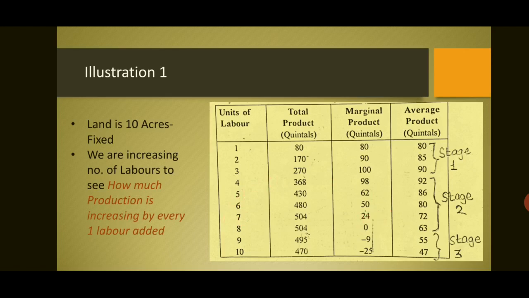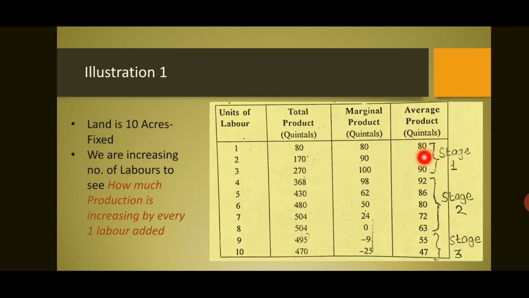So what happens next if we are going to add one more labor? Yes, one more labor. So our production has not increased, but decreased. Why? Because average production is declining.